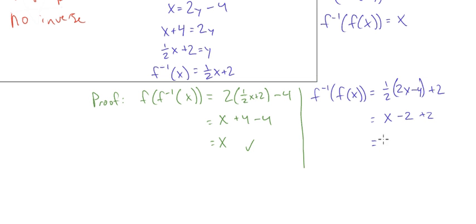So we end up with x minus 2 plus 2, well, negative 2 plus 2 is 0, and so we end up with just x. And so we've now proved our function. We plugged x into f of f inverse of x and got back out our original input, and likewise, when we plugged x into f inverse of f of x, we got, again, x as our output. So these are inverses, and here's our proof of that. So hope that helped.